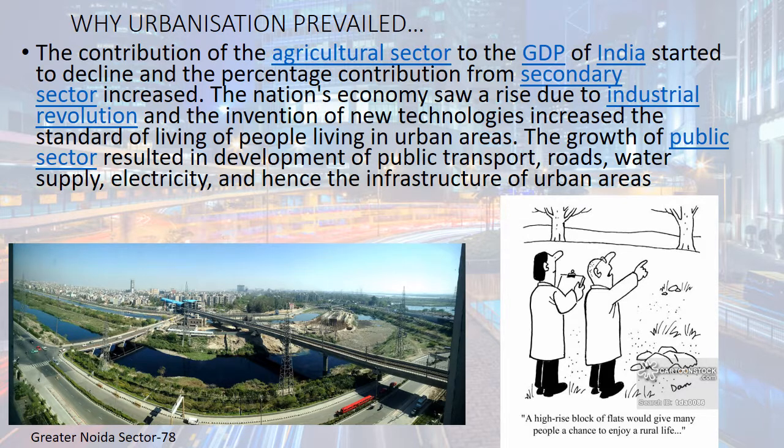So why did urbanization take place in India? There have been many reasons for urbanization. Let's have a look at the reasons for urbanization in India. The contribution of the agriculture sector to the GDP of India started to decline, and the percentage contribution from the secondary sector started to increase. The nation's economy saw a rise due to the industrial revolution and the invention of new technologies, which increased the standard of living of people in urban areas. The growth of the public sector resulted in the development of public transport, roads, water supply, electricity, and hence the infrastructure of urban areas.